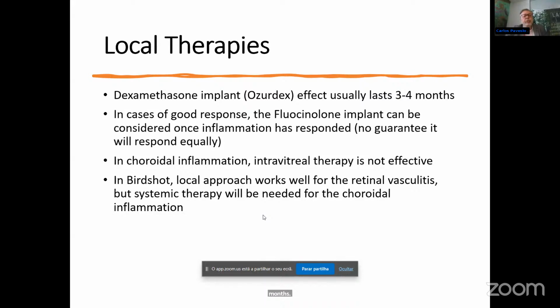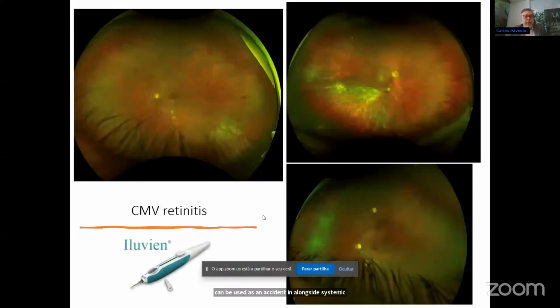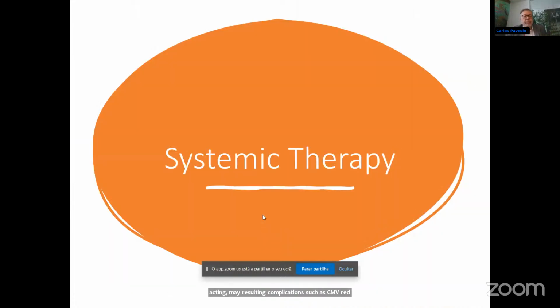In case of good responses, you could consider the use of fluocinolone acetonide, keeping in mind that you cannot promise the patient that the response to one will equal the response to the other. There are different steroids, different release rates. I do not think that local therapy has a role in primarily choroidal inflammation, though it can be used as an adjunct alongside systemic therapy in some patients, such as birdshot. Just a reminder also that long-acting local therapies may result in complications such as CMV retinitis, so we need to be very mindful of these problems.